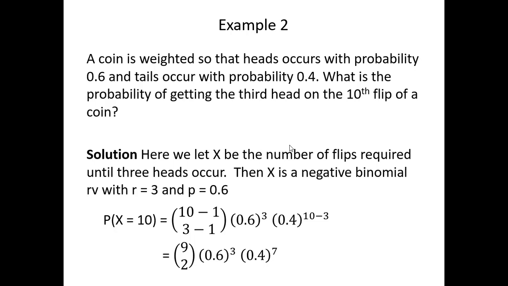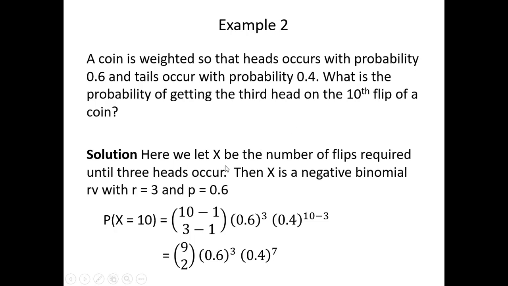In example 2, suppose we have a weighted coin so that heads occurs with probability 0.6 and tails occurs with probability 0.4. We want to know what's the probability of getting the 3rd head on the 10th flip. Okay, so somewhat similar to a geometric distribution, but in a geometric distribution, we're interested in getting a certain first outcome, maybe a first head on the 10th flip. But here it's the 3rd head on the 10th flip.